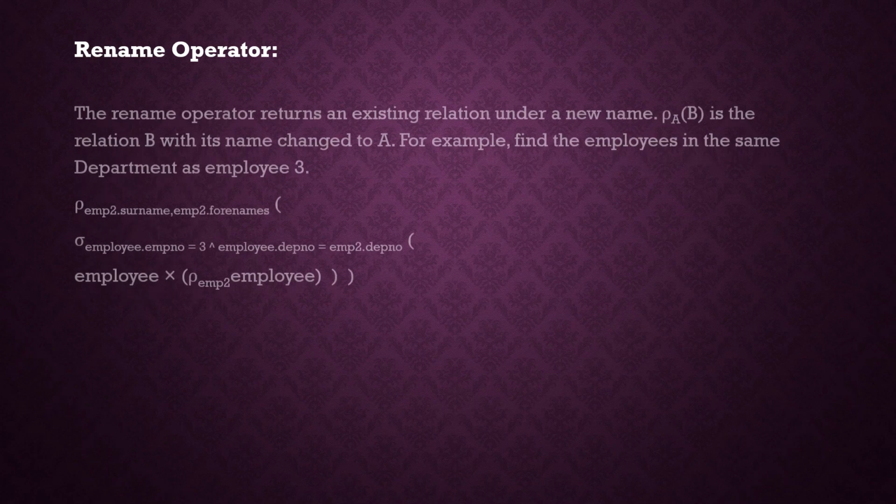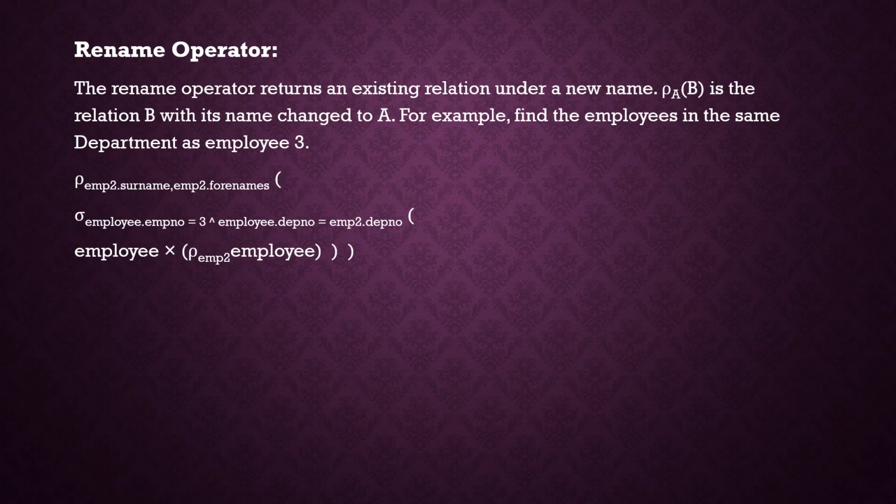Next one is the rename operator. Rename normally uses rho. The rename operator returns an existing relation under a new name. Rho A of B is the relation B with its name changed to A. Relation B means table B with its name changed to A.